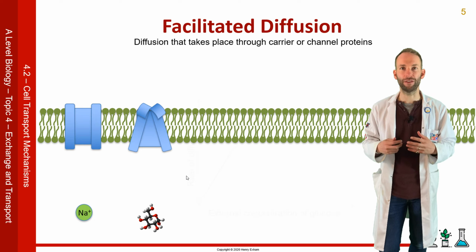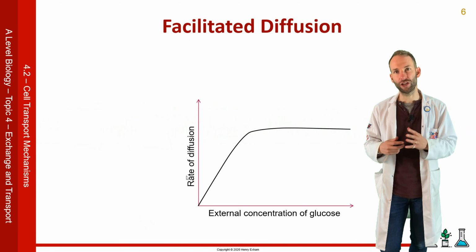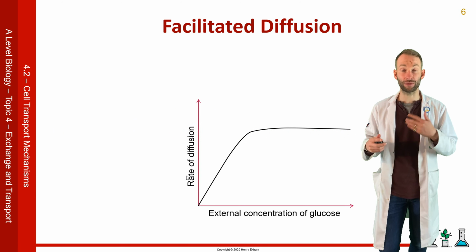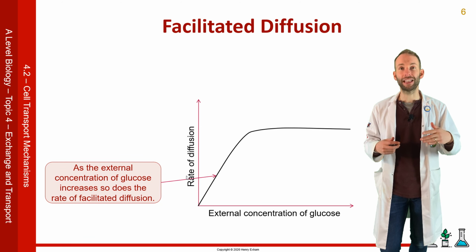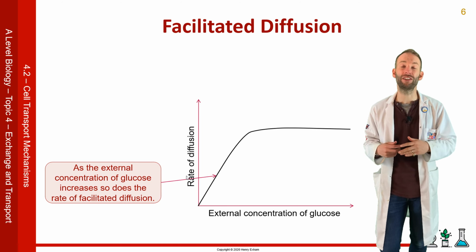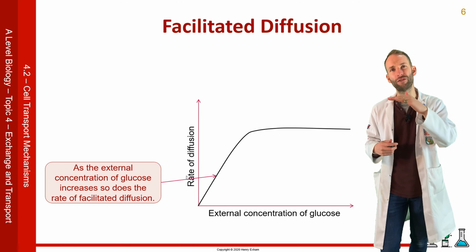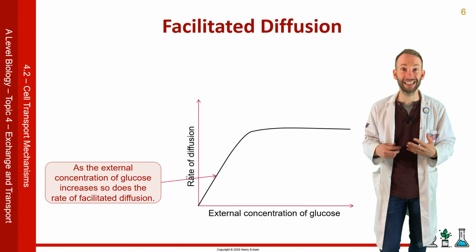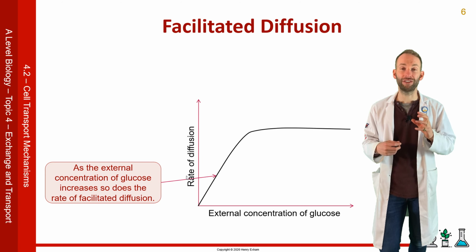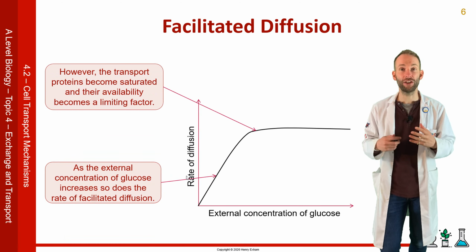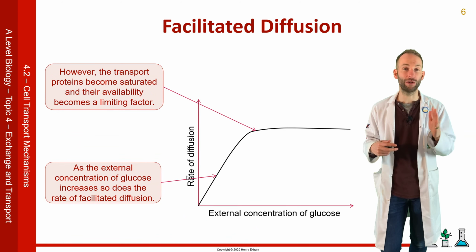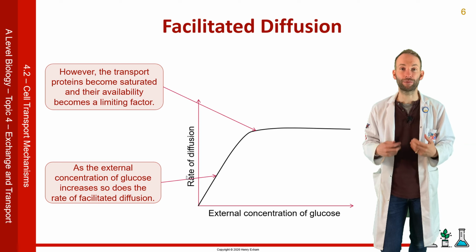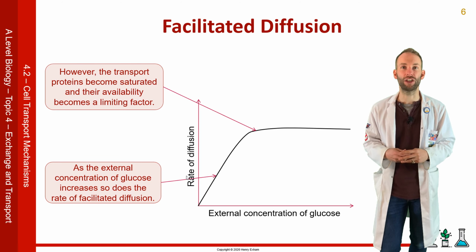This is a graph that you should be familiar with. As you can see, you've got external concentration of glucose, which is increasing, so we're getting more and more glucose building up on one side of the membrane, and you'd expect, therefore, the rate of diffusion to continue to increase, which it does, but then it levels off. But that's because this is facilitated diffusion. The carrier proteins get saturated. There's only so many of them, and so if you keep the concentration going up, at some point they're all busy, and you can't make the process go any faster, so it does plateau off.